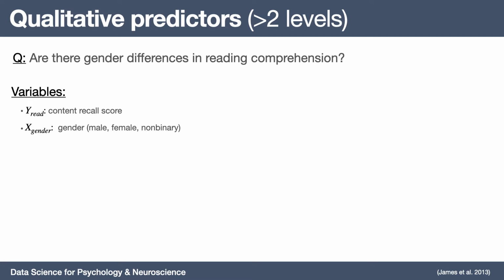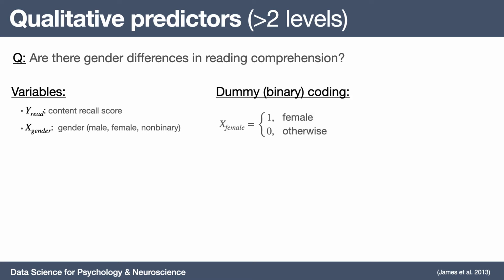How would we create binary variables in our coding scheme to capture all 3 conditions? Well, in this case, the dummy variables would be one variable that just indicates whether or not a participant identifies as female. So it's 1 if they identify as female, 0 otherwise. We would add in another term, a different X term, which we'll call non-binary. In this case, it's 1 if the individual identifies as non-binary, 0 otherwise.